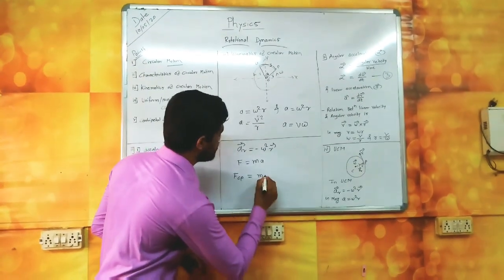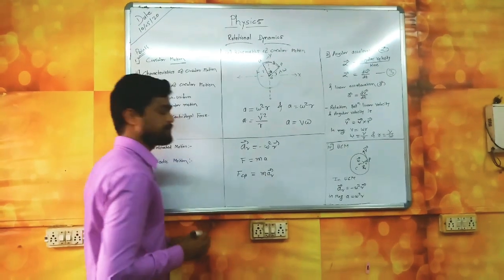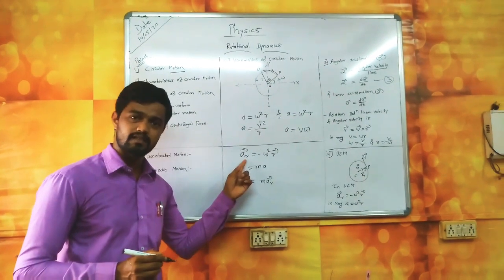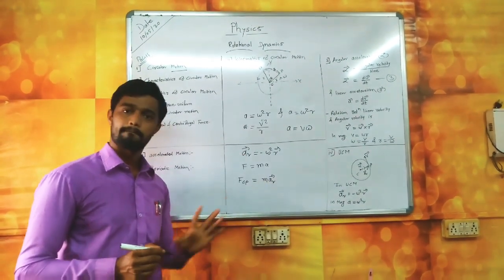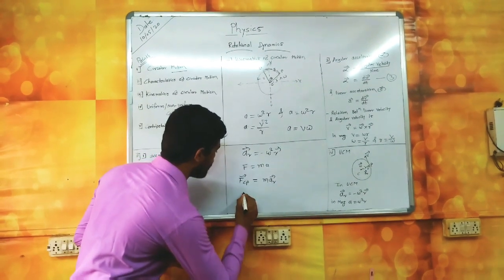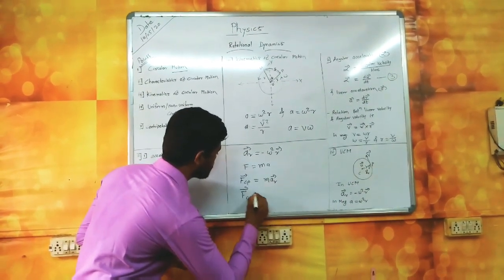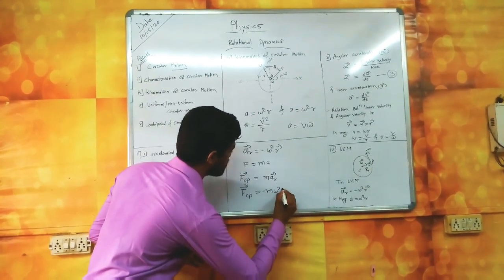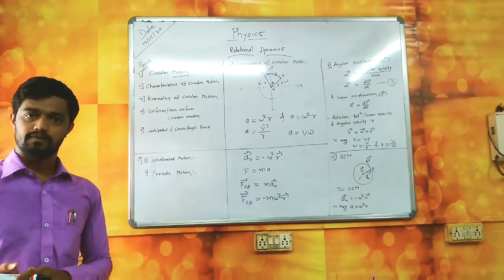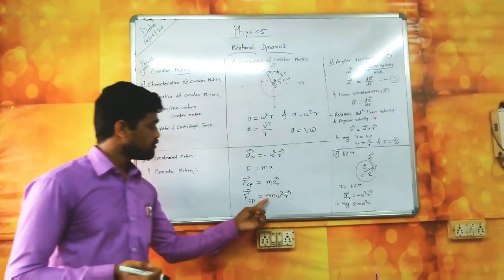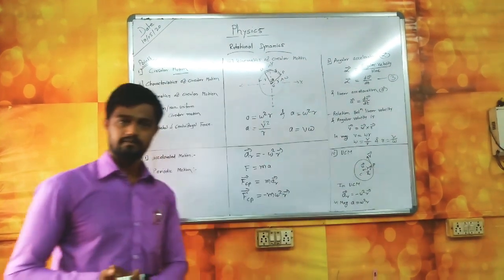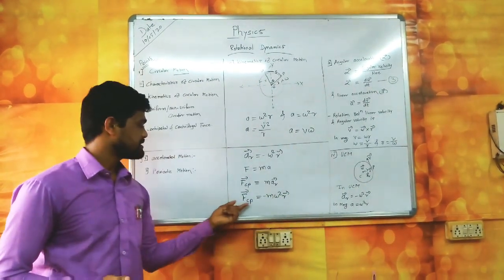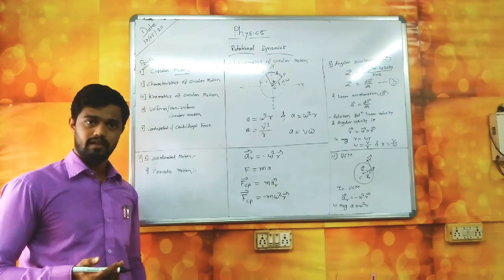times a. What is my a? A is acceleration, and my acceleration is radial acceleration. So our a is replaced by a_r. So for centripetal force we get F_CP is equal to minus m omega square r bar. This is my centripetal force. Okay. Why is it negative? Because it is towards the center. Then it's negative. F_CP is equal to minus m omega square r bar.